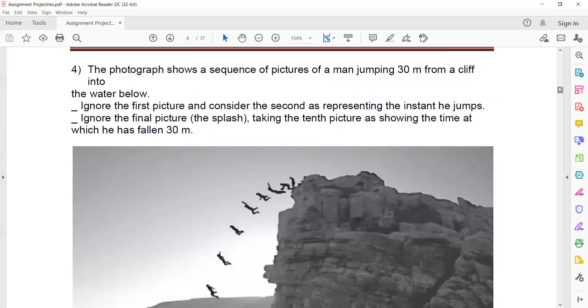In question 4, the photograph shows a sequence of pictures of a man jumping from 30 meters from a cliff into the water below. Ignore the first picture and consider the second picture as representing the instant he jumped. Ignore the final picture, the splashing, taking the 10th picture as shown.